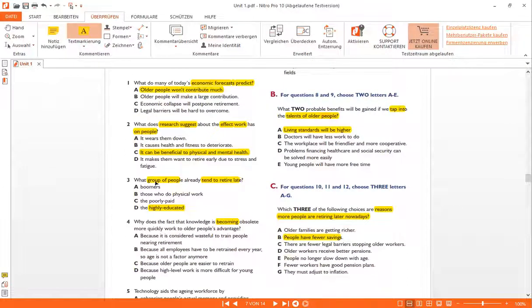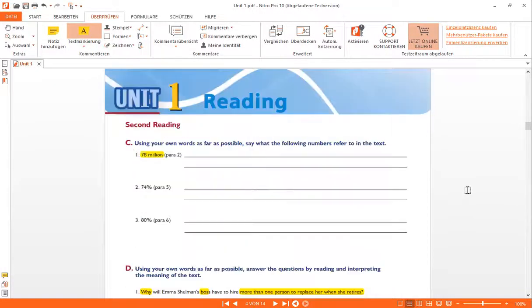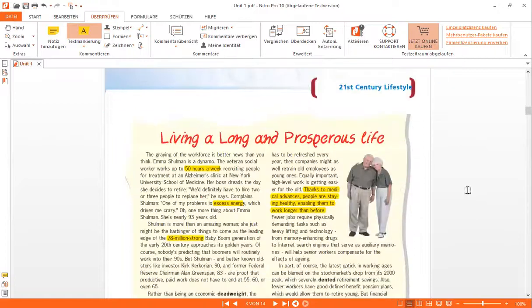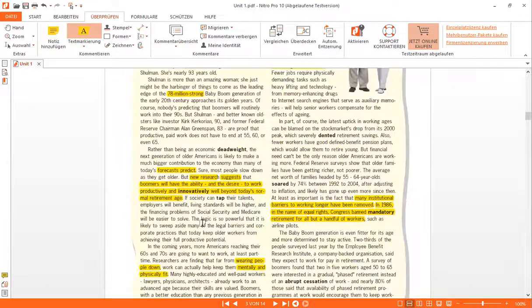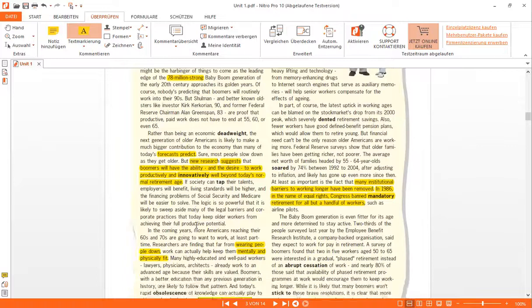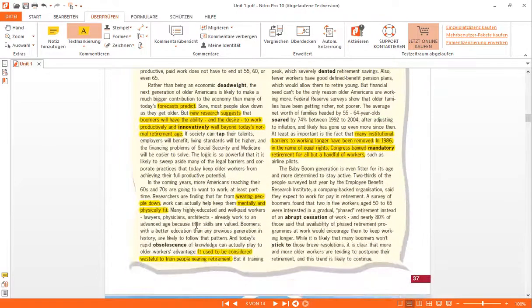Number 3, what group of people already tend to retire? It's also not far away once you've done the previous question. It's right down there, all right, where we left off to answer our previous question. Work can actually help keep people mentally and physically fit.